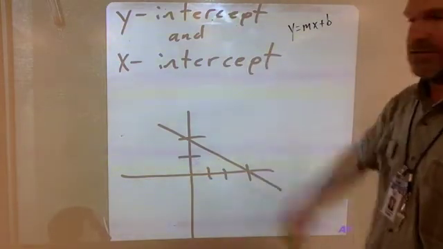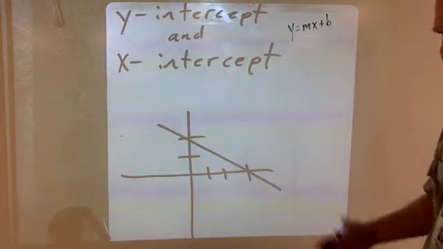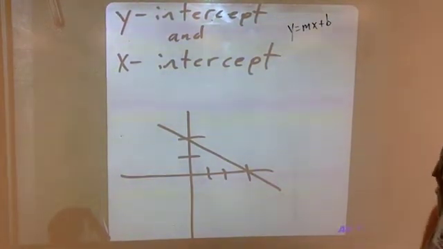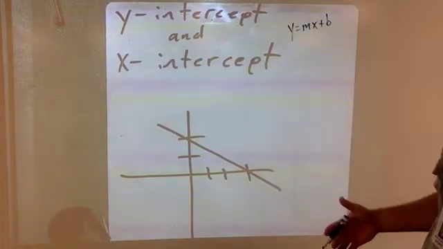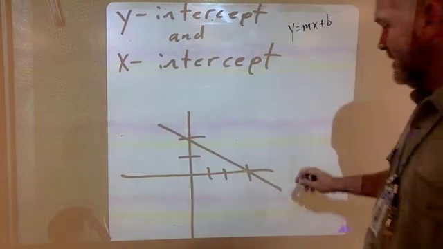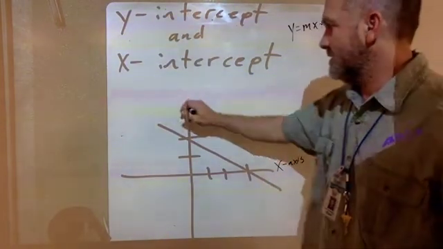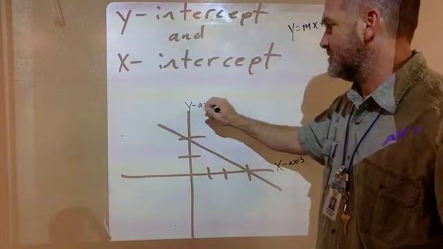All right, now we're going to introduce the x-intercept. The x-intercept is just like the y-intercept. It's where it intercepts, which means to cross. It's where it crosses, in this case, the x-axis. This is your x-axis that goes across. This is your y-axis that goes straight up and down.